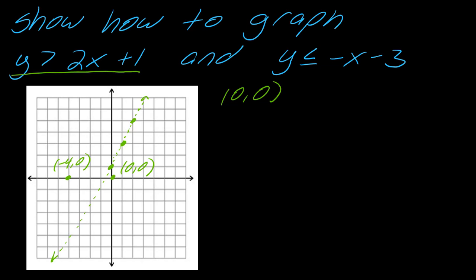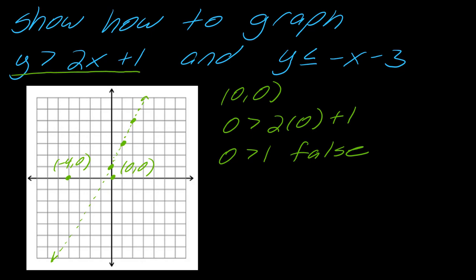Now I'm going to plug each one of these points into my inequality. For this first one, for (0, 0), I'll get 0 is greater than 2 times 0 plus 1. What I'm really curious about is whether this is a true or false statement. So 0 is not greater than 1, so this would be false. But now let me compare that to (-4, 0). So now I'm going to plug that in.